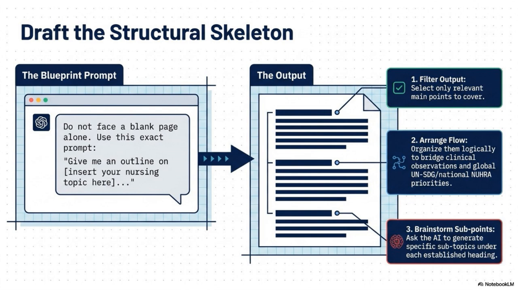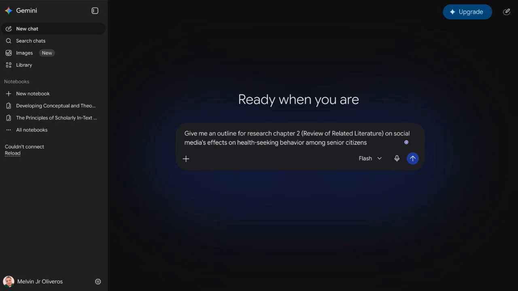I recommend you do not face a blank page alone. I want you to use AI tools as brainstorming partners to establish your main points and bridge your clinical observations with global goals like the UN SDGs or national priorities like NURA. Here, I am showing you what the interface looks like when you initiate that conversation. It's about collaborative outline generation, using technology to map out the potential territory of your variables.